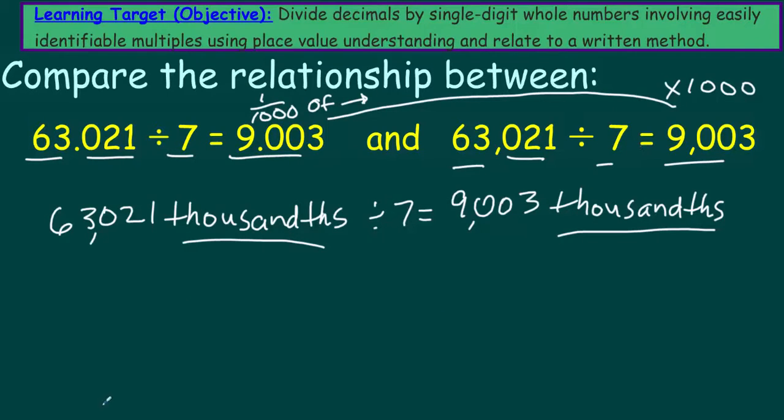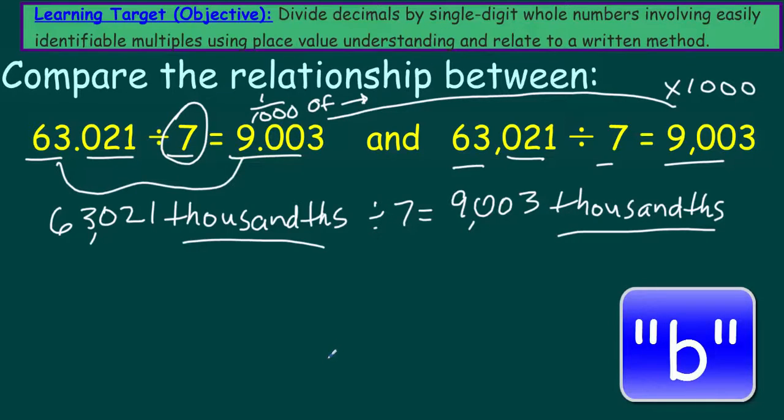Kind of interesting. Okay, and again, this lesson was all about learning how to divide those decimals by that single digit divisor. And this was our single digit divisor, so we did that. Easily identifiable multiples. We were definitely using place value understanding as we were regrouping these and looking at the unit form and how the units changed. And finally, we did a written method. We've been writing these out. So this is how it came back to our final understanding of our learning target.